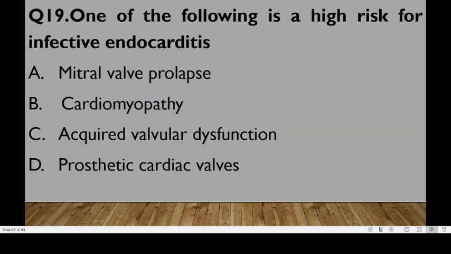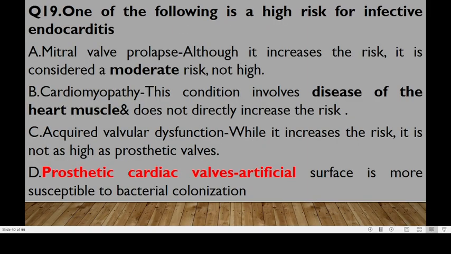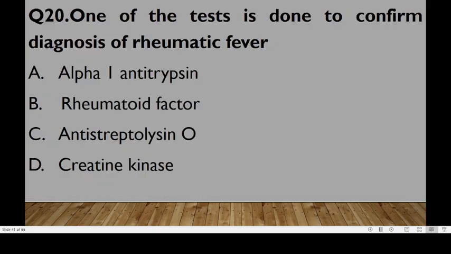Another following is a high risk of infective endocarditis: the presence of prosthetic cardiac valves. These artificial surfaces are more susceptible to bacterial colonization.